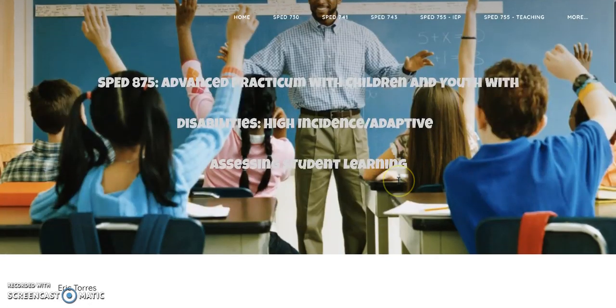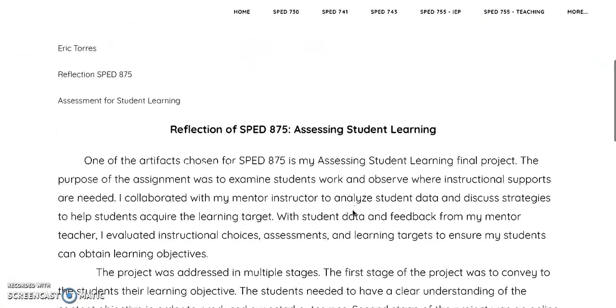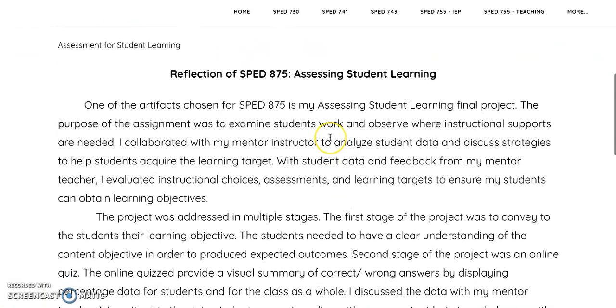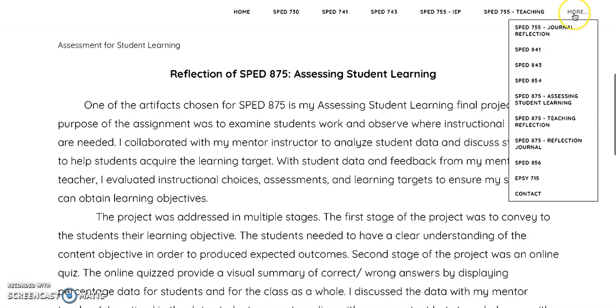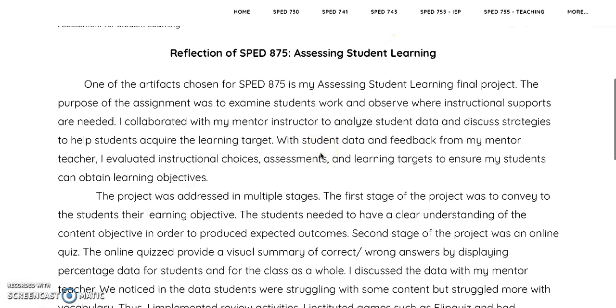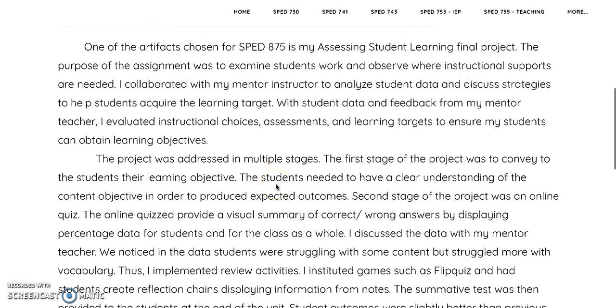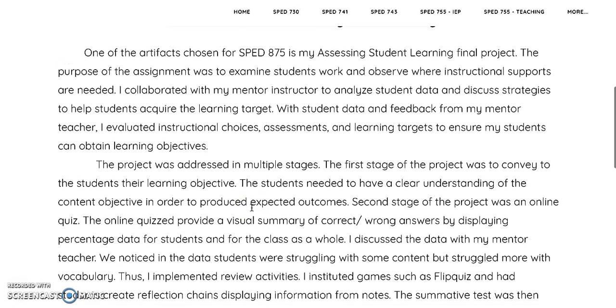The next one is SPED 875. Again, this is a course that has three different artifacts. The first artifact is assessing student learning. The second one is a teaching video, and the third is another journal reflection. With assessing student learning, I had to get with a teacher and we had to assess student learning about a particular topic.